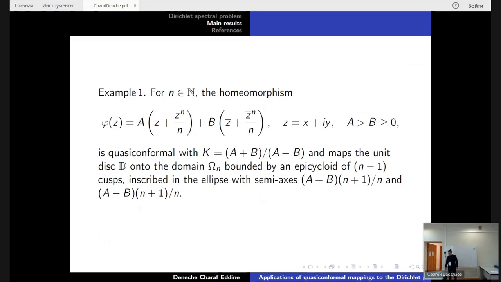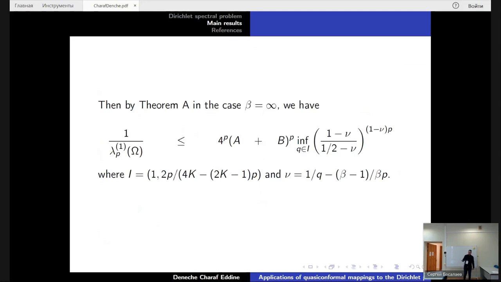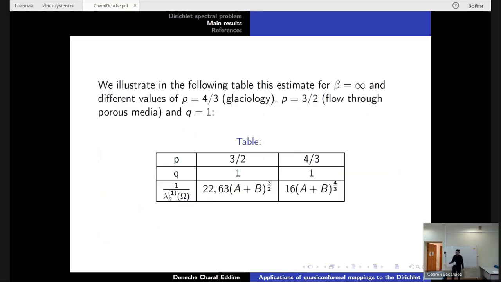We illustrate these results by the following example. For a quasi-conformal mapping, the homeomorphism phi at Z. Then, by theorem A, in case beta equal infinity, we have this inequality, where E and mu are in these intervals. We also illustrate in the following table these estimates for different values of p and q. We obtain these estimates.